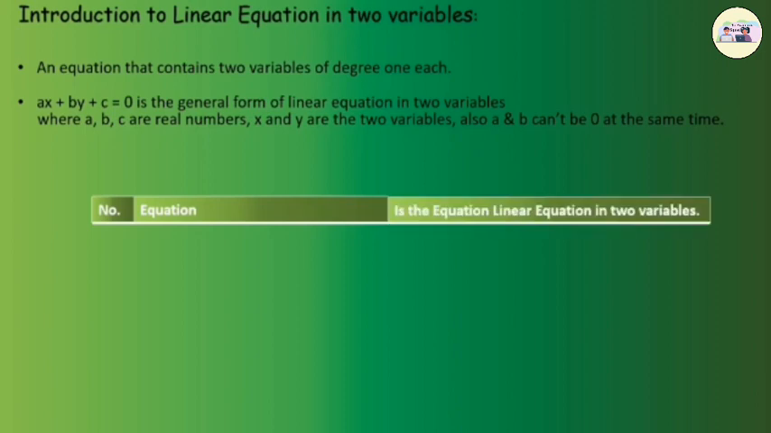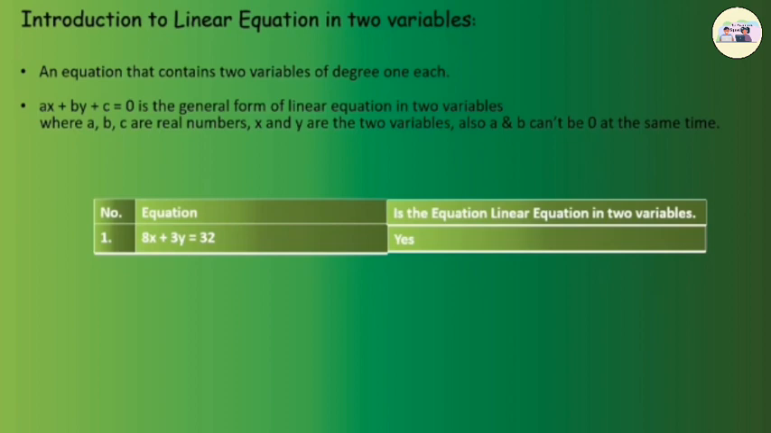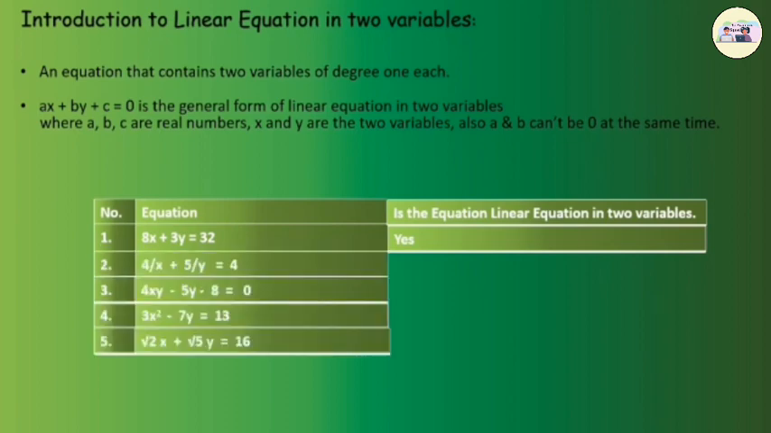Now let's consider some of the equations. First, ax plus 3y equal to 32. Is it a linear equation in two variables? Yes. Now you try to guess the answer for the following equations.